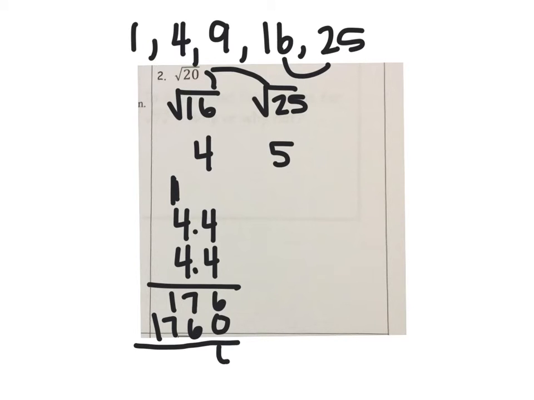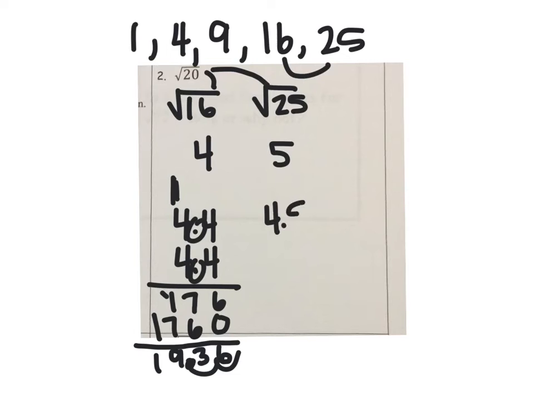We add these up. 6 plus 0 is 6. 7 plus 6 is 13. Carry that 1. Then we have 7, 8, 9, and the 1. And we have to move our decimal place twice because we have 2 decimals. So we get about 19.36, which is close to 20.